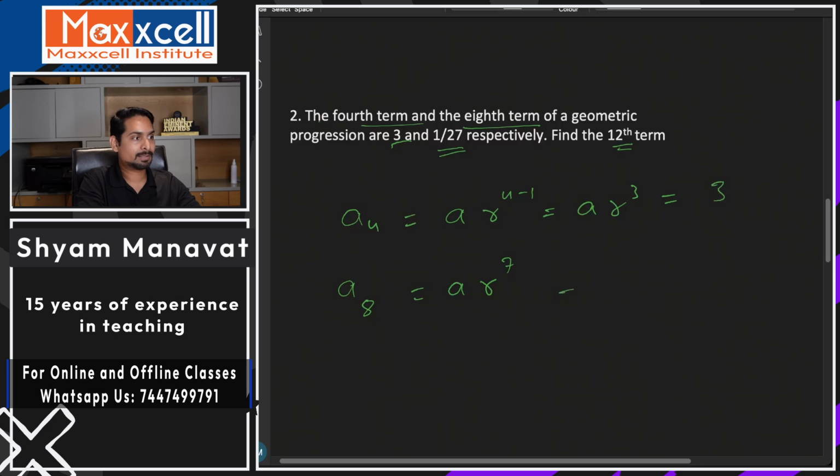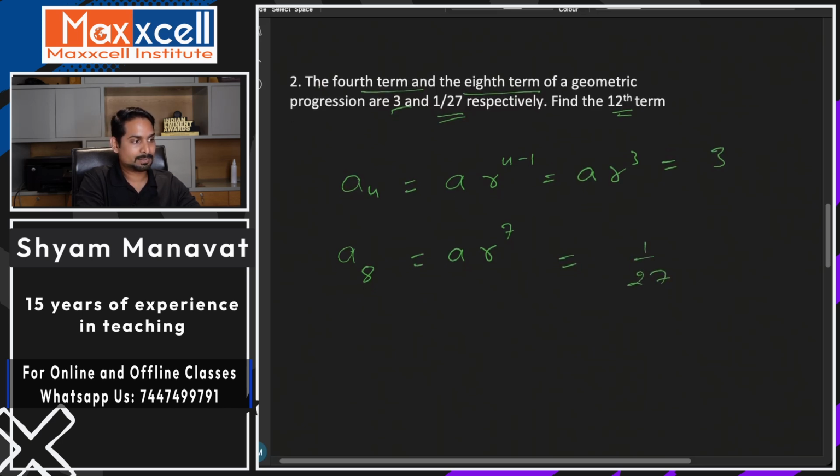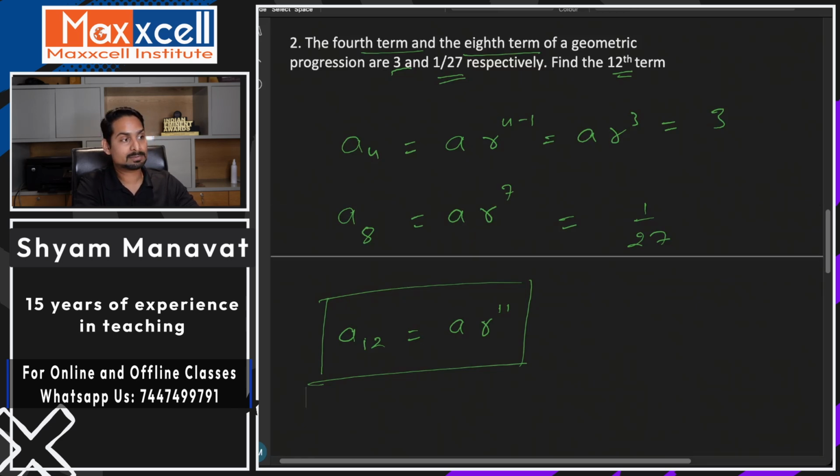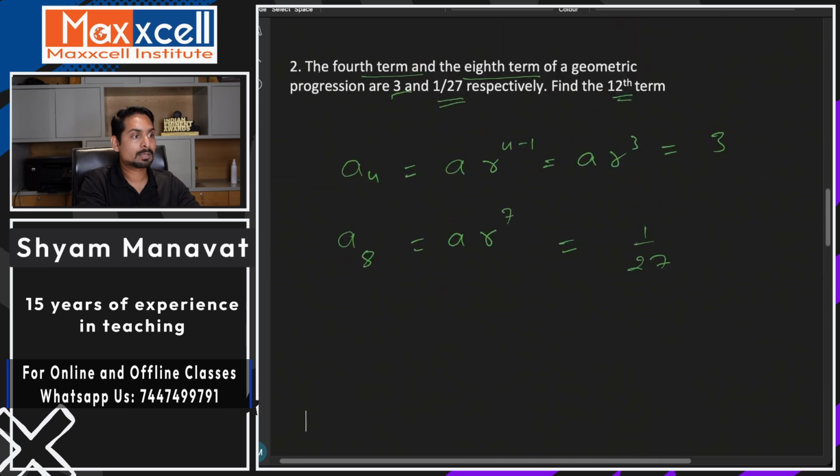What do we need to find out? We need to find out the 12th term. So the 12th term, a12, is what? a into r raised to what? 12 minus 1, that is 11. This is what we need to find out. Now we have two equations and two variables, a and r.